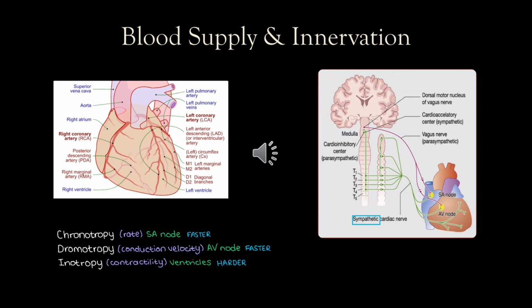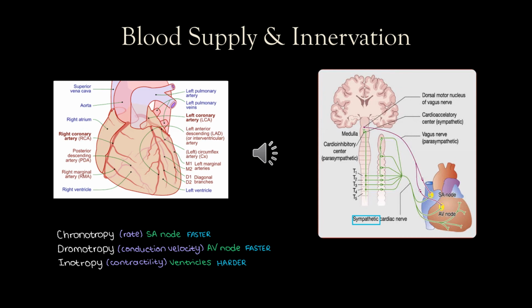Anything which affects the rate of the heart is said to be chronotropic. Think chronological and therefore time, chronotropic. Anything which affects the contractility, on the other hand, is known as inotropic. Therefore, the sympathetic nervous system is a positively chronotropic and positively inotropic system, whereas the parasympathetic nervous system is a negatively inotropic and negatively chronotropic system.